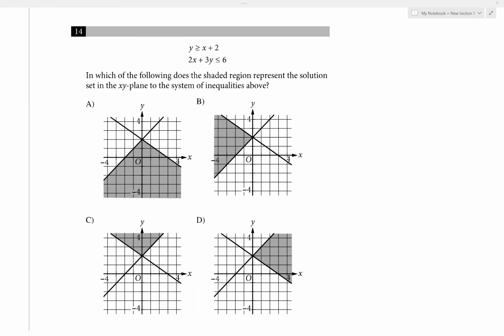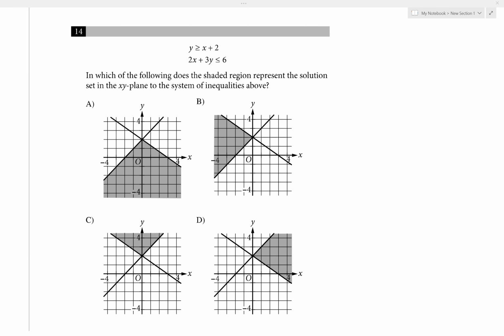Okay, number 14. We have y is greater than or equal to x plus 2, and 2x plus 3y is less than or equal to 6. Which of the following does the shaded region represent the solution set in the xy plane to the system of inequalities above? Okay, so we're trying to figure out which graph represents the system of inequalities.